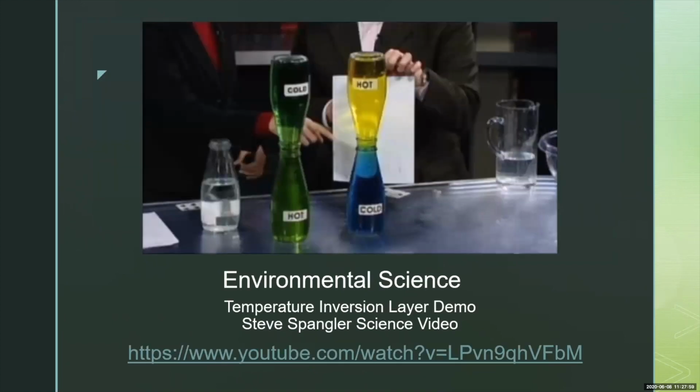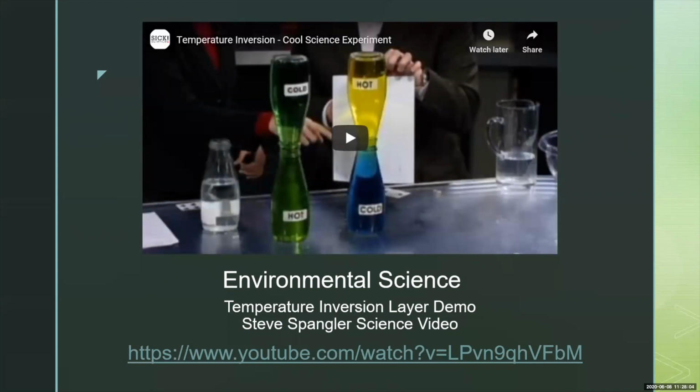And then lastly, this is something I just found recently. This is from Steve Spangler's science video explaining temperature inversion layers. This is something that we really need to focus on for pesticide safety when that inversion layer is just hovering in the air. Pesticides could get trapped in that layer, and whenever there is a wind, it might travel to other areas.